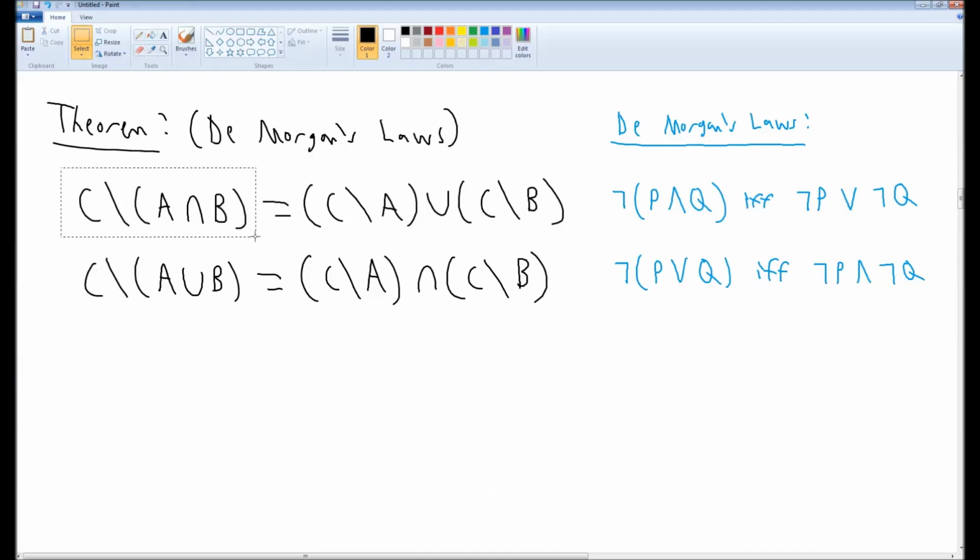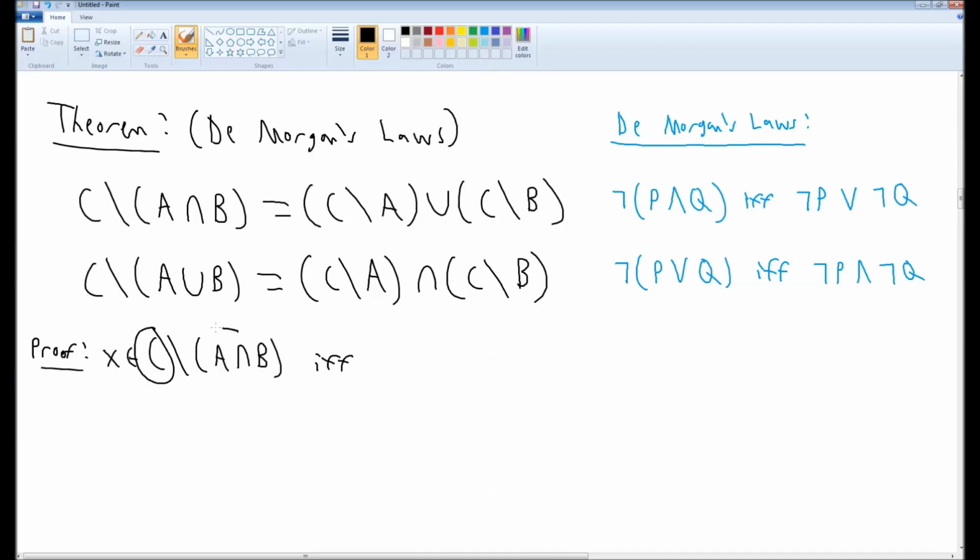The top one says that if you're in C, but you're not in both A and B, that's the same as saying either you're in C but not in A, or you're in C but not in B. The bottom one is saying that if you're in C but you're not in at least one of A or B, well, that's the same as saying you're in C but not in A, and you're in C but not in B. So let's prove them. Being in this set, what's that the same as? That means you're in C, but you're not in this set.